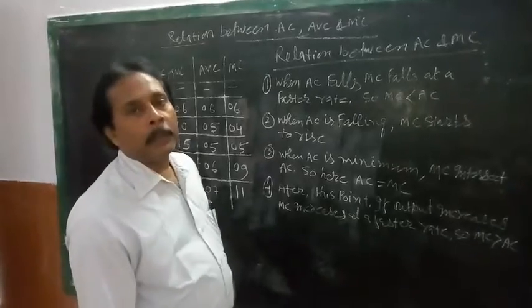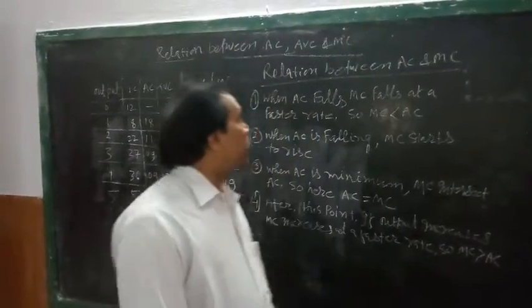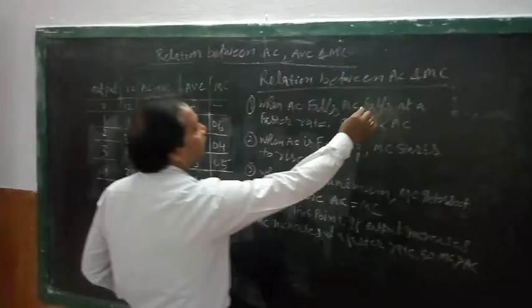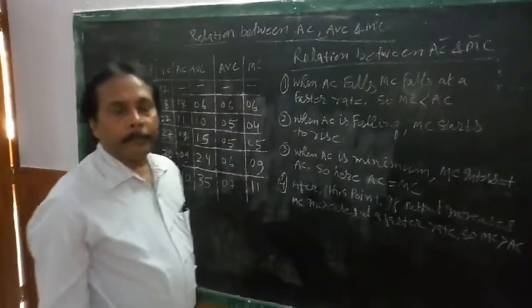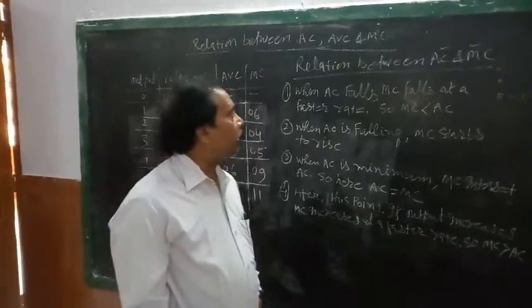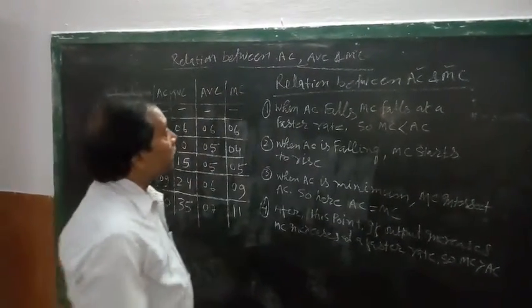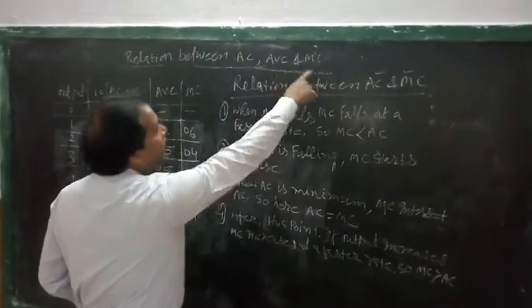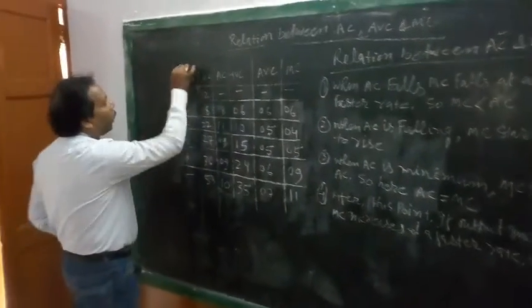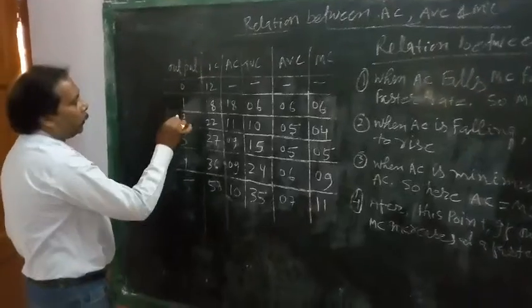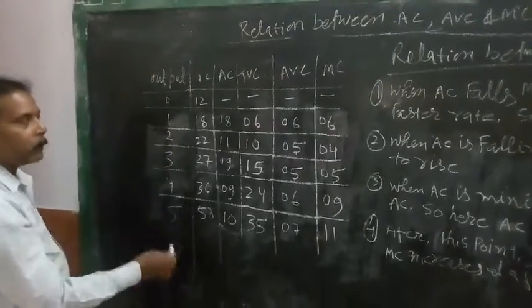Dear students, today I am going to discuss the relationship between AC and MC. Yesterday I already explained the relationship between AVC and MC. So here I have taken the output, that is 0, 1, 2, 3, 4, 5 and so on.